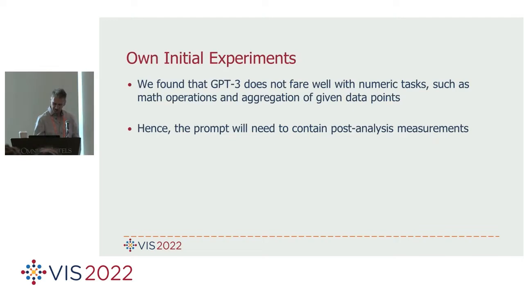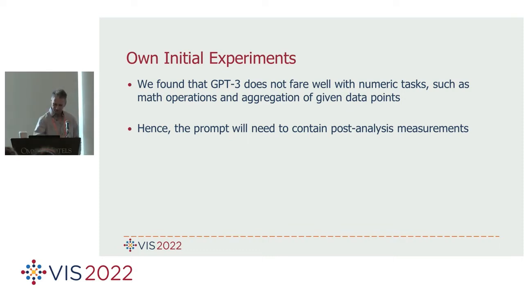Our initial experiments showed that GPT-3 doesn't really do well with numbers and aggregate things like that. If you give it some numbers, it doesn't really know what to do with them. I read somewhere that GPT-3 can even predict that 3 comes after 2, stuff like this. So you need to do some analysis before you give that to GPT-3.